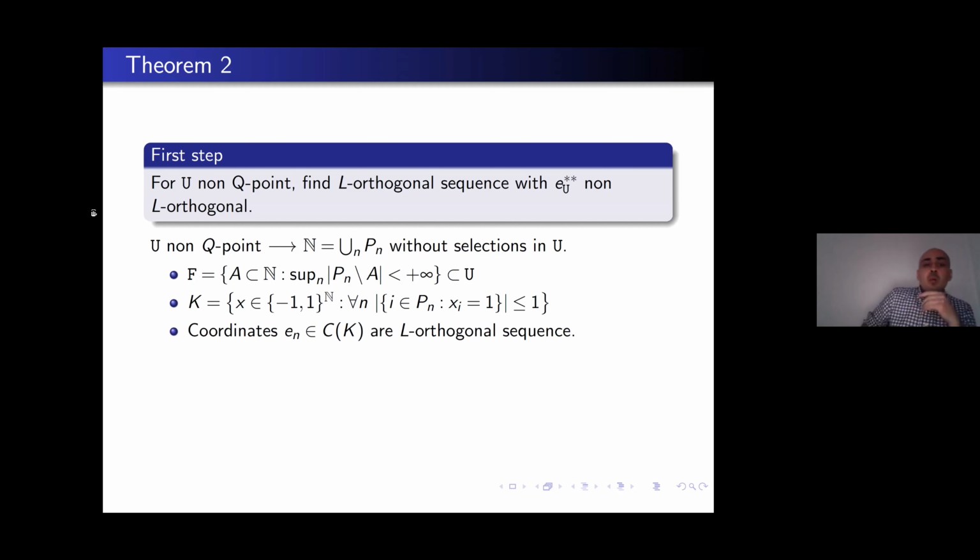And because these are -1s and 1s, it's an exercise to notice that this K doesn't have isolated points. In the end, this sequence will look very much like the Rademacher functions that I mentioned at the beginning, that they are an L-orthogonal sequence. So what I have here is just a version of the Rademacher functions, adapted to the context where I have this partition.